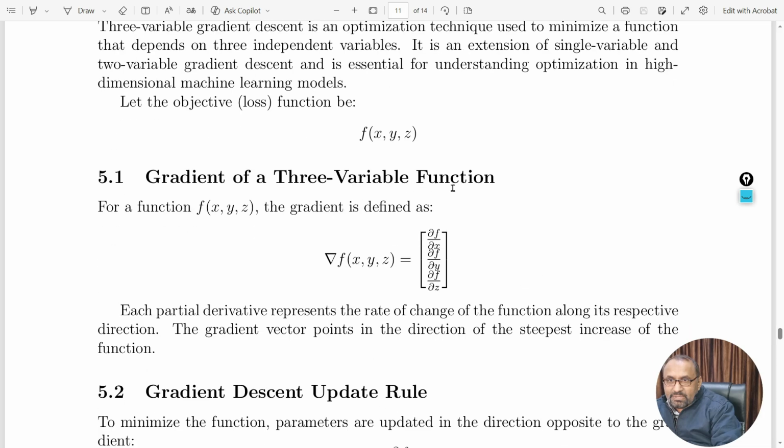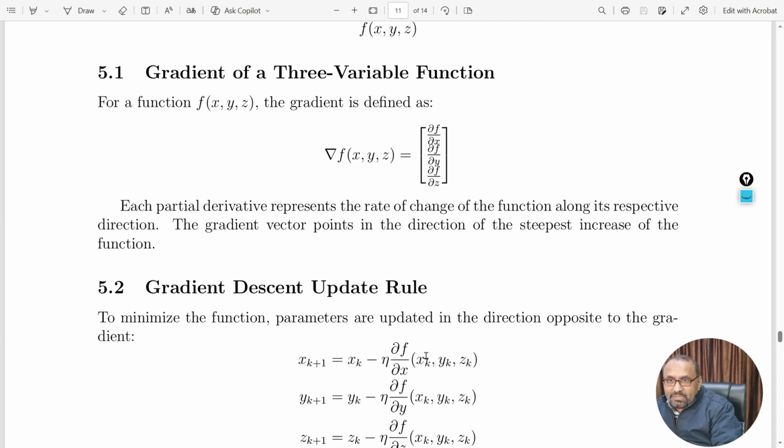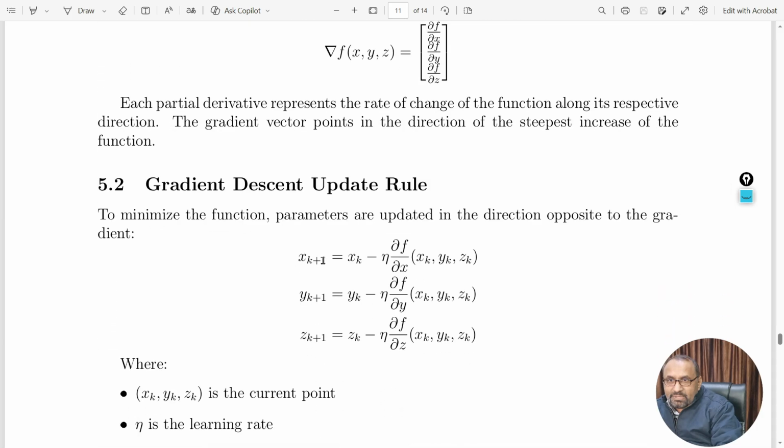The gradient of a 3 variable function we can define as this expression: del f(x,y,z) is equal to (curl f upon curl x, curl f upon curl y, curl f upon curl z). Each partial derivative represents the rate of change of the function along its respective direction. The gradient vector points in the direction of the steepest increase of the function, and this is the update rule for the 3 variables. Okay, xk plus 1 is xk minus eta, curl f upon curl x at (xk, yk, zk).